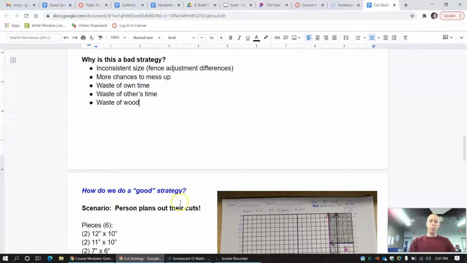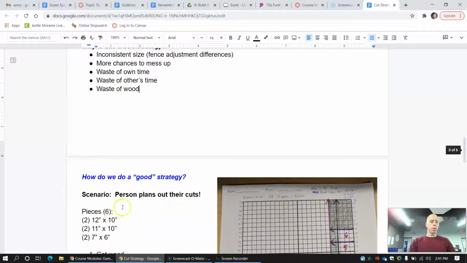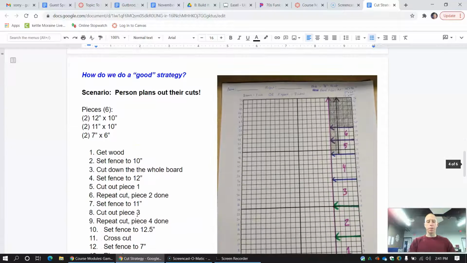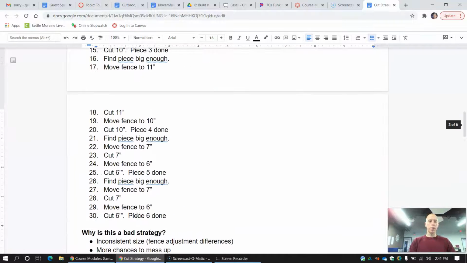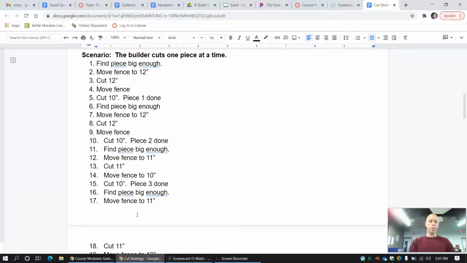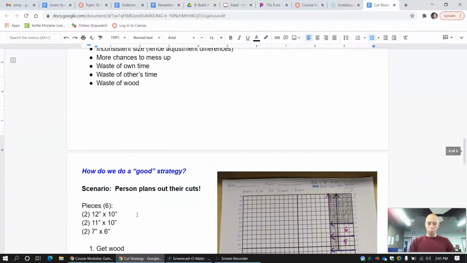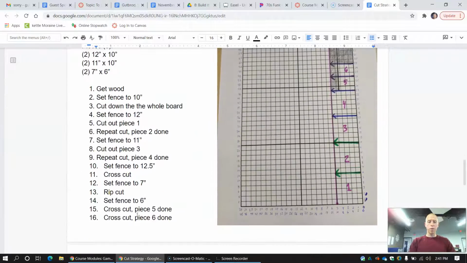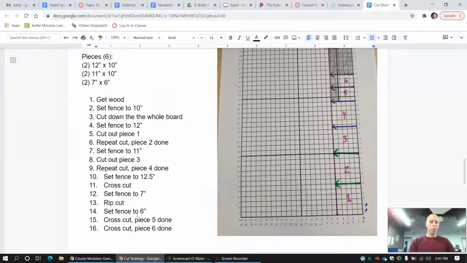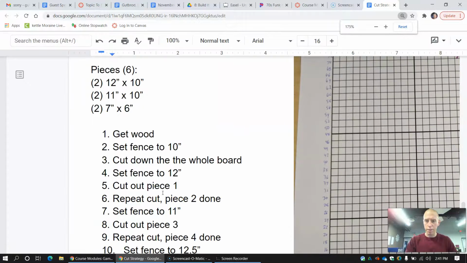So the scenario this time, though, is the person plans out their cuts. Same exact parts, 12 by 10, 11 by 10, 7 by 10, same quantity. But this time the person's going to plan it out. Now, notice this here. The bad scenario had 30 steps. And then when we go to the good scenario, we're still getting the same amount of parts, but we're doing it with only 16 steps. So let's zoom in here. Let's take a look at how they actually planned this out.